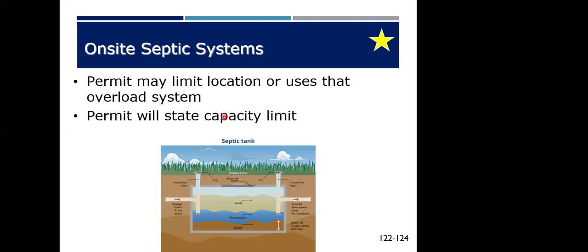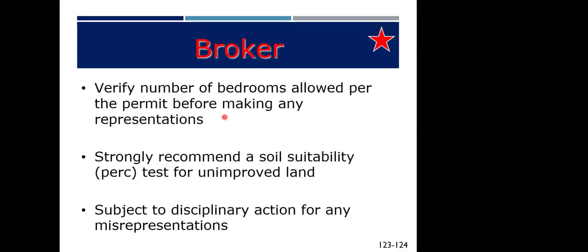And again, this is one of these things that's gotten really big really fast. So just make sure you get your hands on that permit. Maybe the seller has it. If they don't have the permit, then we can get the county health department on the phone and get one ordered. We've got to know how many bedrooms to properly advertise. So when it comes to the on-site septic system, again, our role, we have a duty to verify the number of bedrooms that are allowed per the permit, the septic permit.